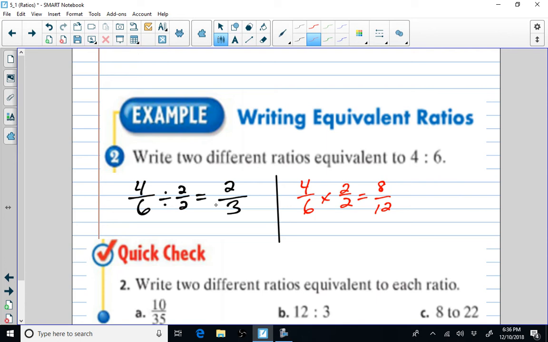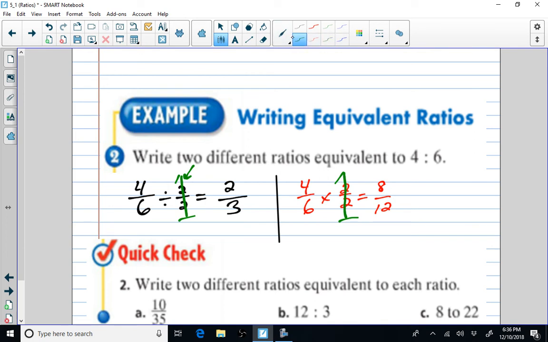I'd also like for my students to understand and see here that when we divide by 2 over 2, we're dividing by 1, because 2 over 2 is the same as 1. And if I divide anything by 1, I get an equivalent value because anything divided by 1 is itself. Same with multiplication. Notice that when I multiply by 2 over 2, I'm multiplying by 1 because another name for 2 over 2 is 1. 4 sixths times 1 is itself. Well, 8 twelfths is the same as 4 sixths.